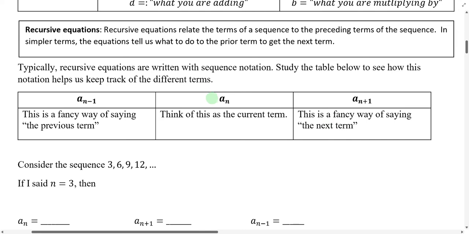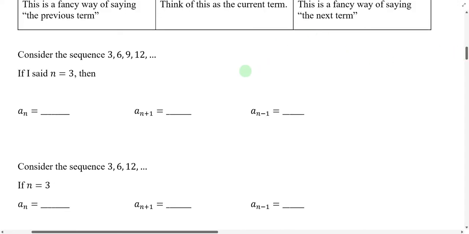Okay, so likewise, if a sub n is the current term that I'm looking at, then a sub n minus 1 is a fancy way of saying the previous term. Okay, so the term that comes before this one. All right, so let me show you what I mean here, and this is actually not that difficult. So it says I have a sequence here, 3, 6, 9, 12.